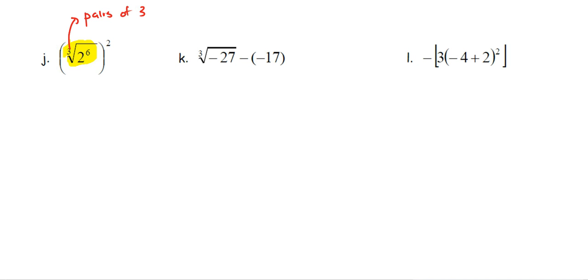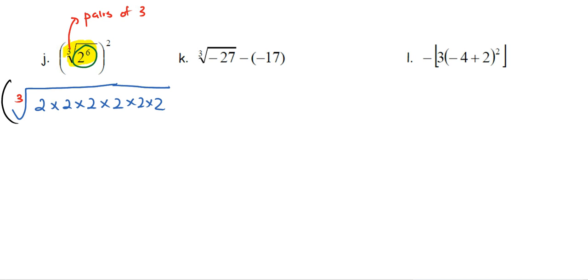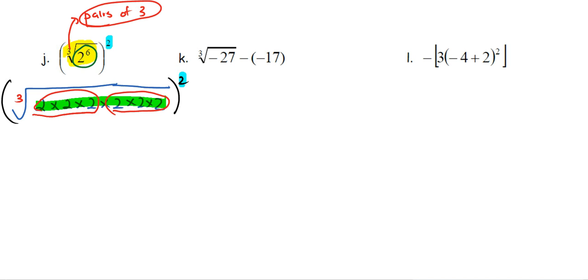Okay, so let's just expand the inside. The inside is this 2 to the power of 6. Let's just expand the inside here. This is going to be 2 times 2 times 2 times 2 times 2 times 2. And this is all being raised to the power of 2 there. So that blue 2 is going to be this blue 2 there. Now, if you look inside this expression here highlighted in green, how many pairs of 3 do you see? Well, here's a pair of 3, and there's a pair of 3. Okay, so for this final answer, the inside is simply going to be just 2 times 2.